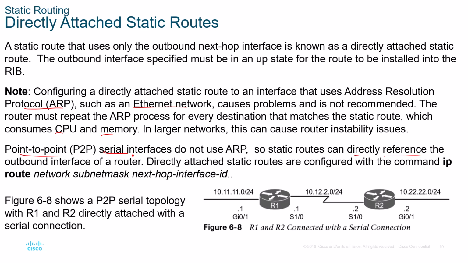Directly attached static routes are configured with the command IP route, followed by the network and subnet you want to match, and next hop details. Again, this should be a fairly simple review from your CCNA, because in CCNA 2 modules, they went over static routing, configuring static routes using the IP route command.